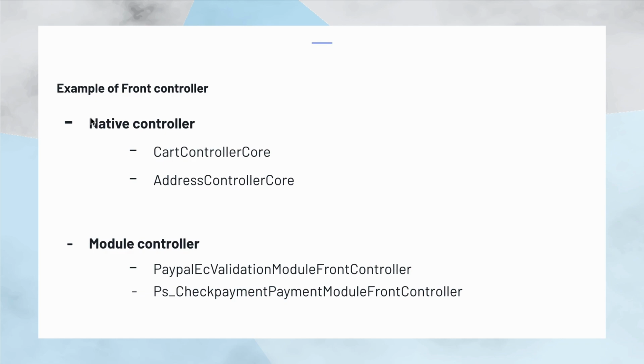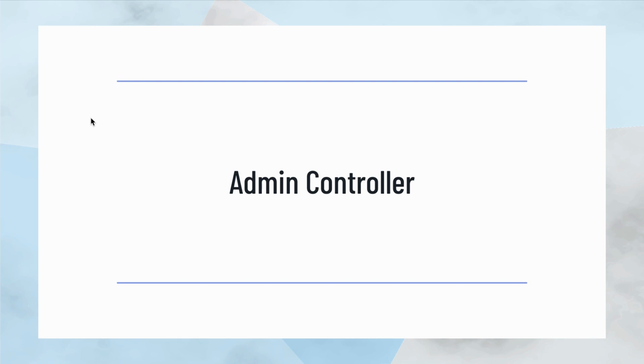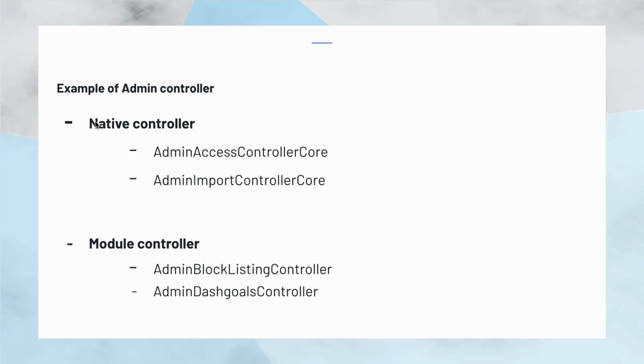Now let's move on to the second type of controllers in Prestashop, which are simply the admin controllers, or the back controllers. Here I'll be listing two types again. We have the native controllers, those that come with the installation of Prestashop. For example, here we pick the admin access controller and the admin import controller. And we can also have admin controllers through our module. Here the list takes two of them: the admin block listing controller and the admin dashboard controller.